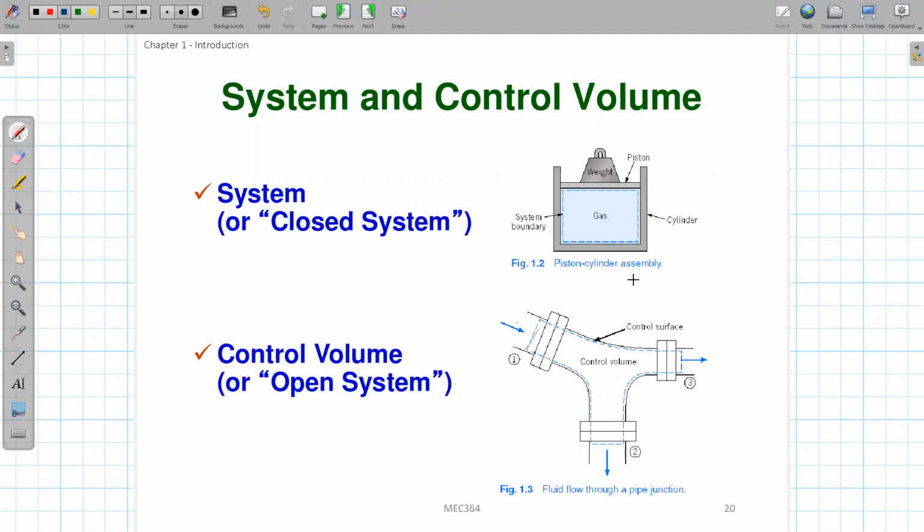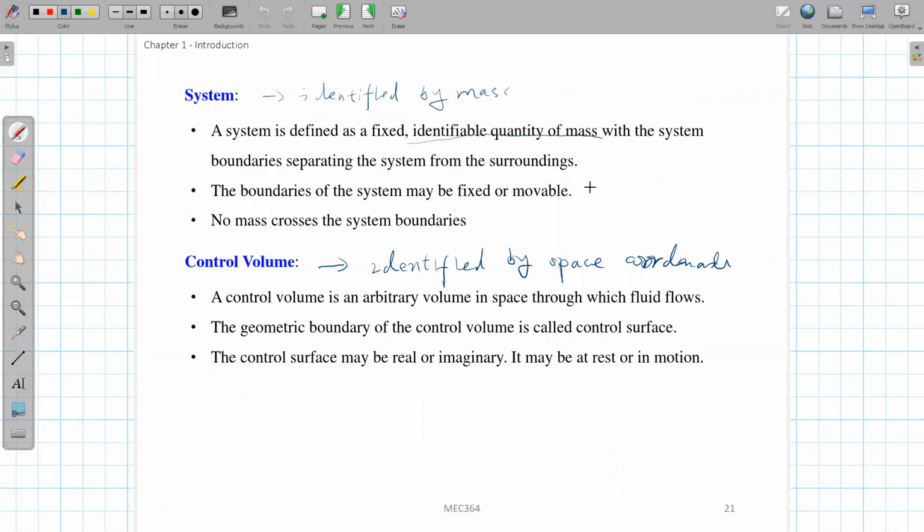It doesn't matter. But in the system, we need to know what the mass inside is. For example, if it's gas, these gas molecules will be inside this system, and they will always be inside this system. And these particles determine the boundary of this system. The boundary for the control volume is also called the control surface. In abbreviation, sometimes we write it as CS, and the control volume as CV.